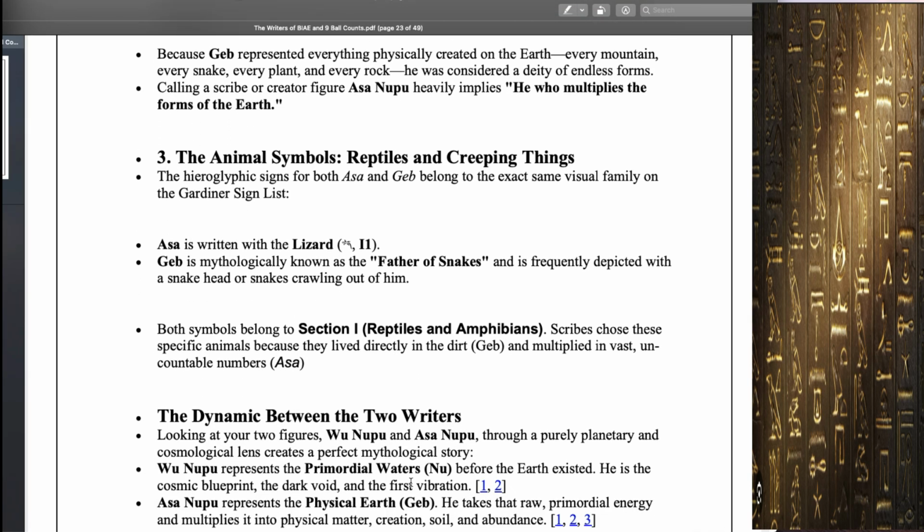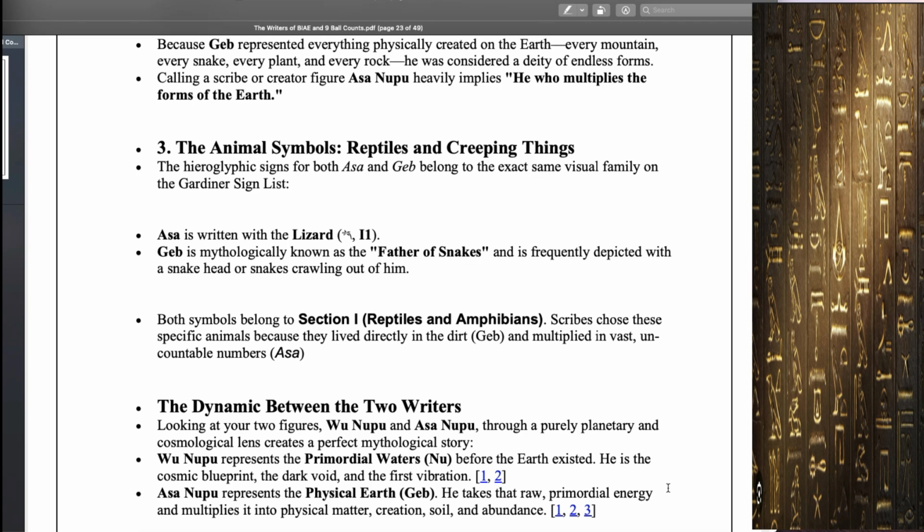The dynamic between the two writers. Looking at your two figures, Wu Nupu and Asa Nupu, through a purely planetary and cosmological lens creates a perfect mythological story, which, that's not what I'm trying to do.